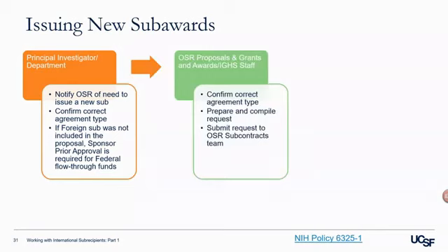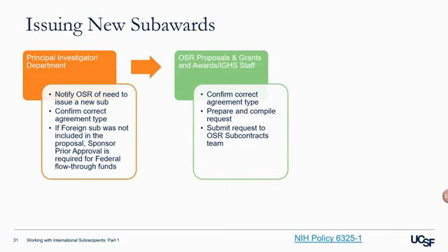The staff in OSR, the proposals and grant staff, or person who worked on the award, or the IGHS staff who's helping this PI and department, should also be looking at that agreement type determination at the time of issuing the new sub to make sure that it's correct. Then comes preparing and compiling the request, which includes the subaward request form and other things that we'll talk about on the next slide, and submitting the request to the OSR subcontracts team. Remember, to complete and submit their SRF, you must have completed the SRF e-course, and there's a link to that in here.